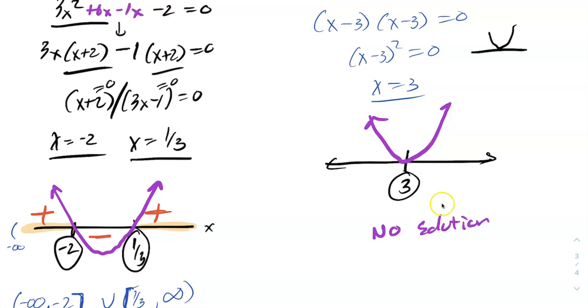Now, if I want it equal to 0, it would be equal to 0 at 3. Greater than 0 would be from negative infinity to 3, union 3 to infinity. But less than 0, the graph is never less than 0. So there we go with that one.